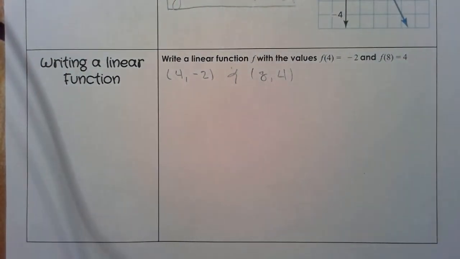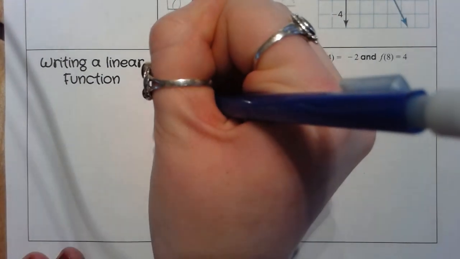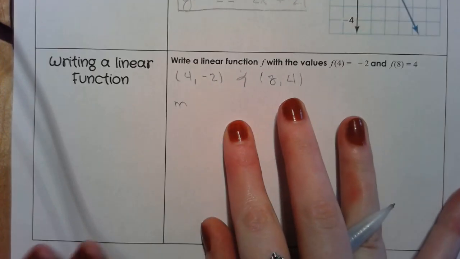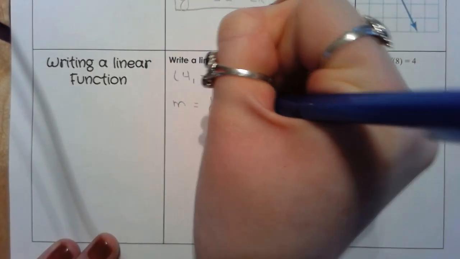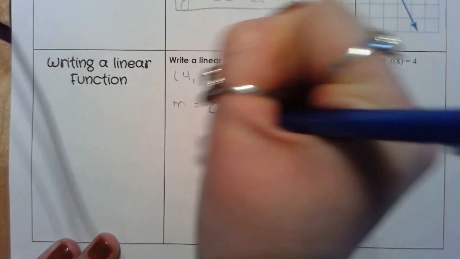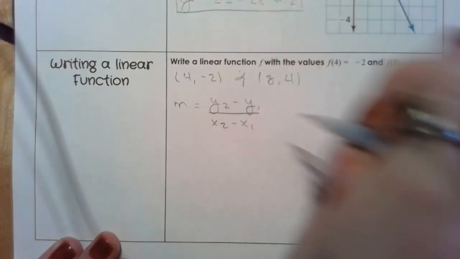So now I'm just given 2 points, and I'm going to write an equation in point-slope form, but I need to find my slope first. So I'm going to use that equation that I wrote down up here. I'm going to rewrite it for you. So we have m equals y2 minus y1 over x2 minus x1.